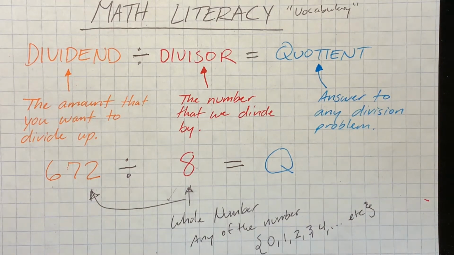So we do have 672 and 8. By the way, they're both whole numbers. A whole number is any number from 0, 1, 2, 3, 4, all the way to positive infinity. Now remember that with whole numbers, there's no fractional or decimal parts, and also there's no negatives as well. Okay, let's go ahead and get started.